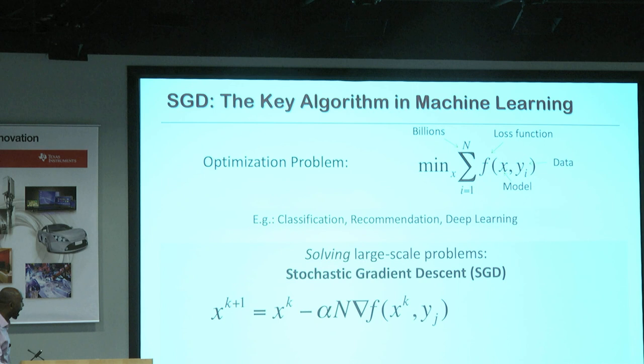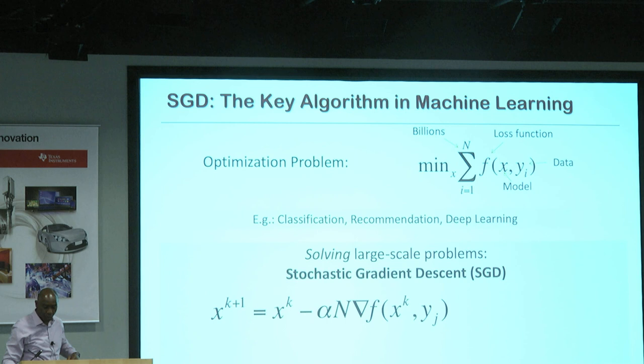In stochastic gradient descent, all you do is go from one model instance x of k to the next model instance x of k plus 1 by picking some sample from the data set, computing or estimating the gradient, and then moving in the opposite direction. So very simple. Lots of these tiny little steps.